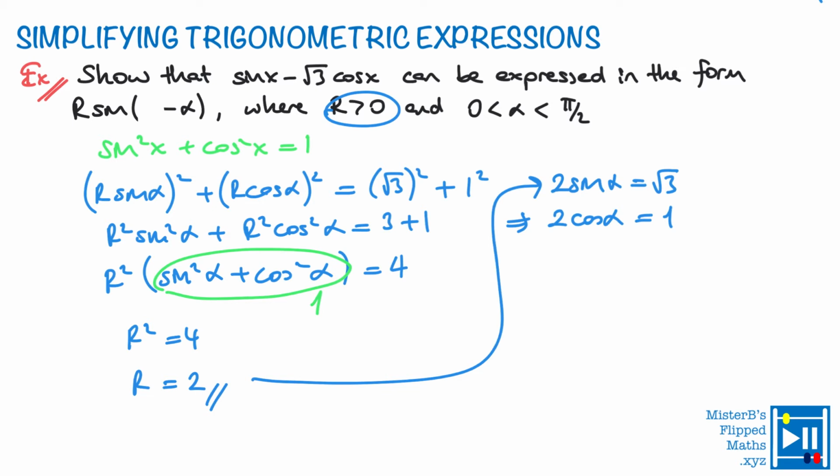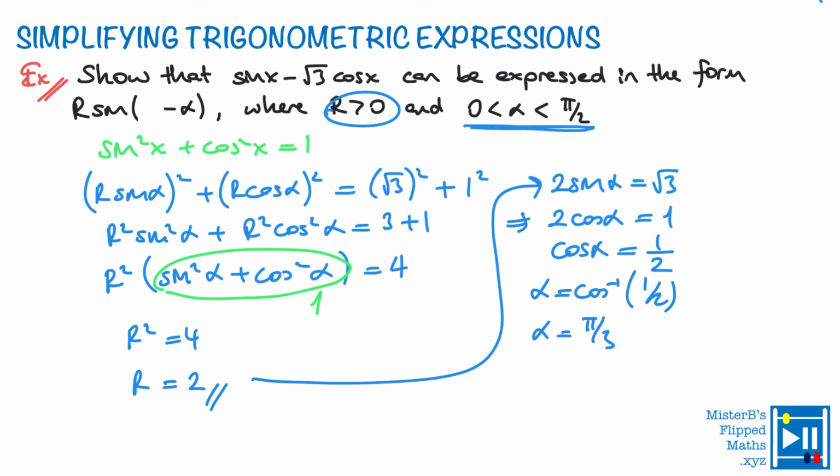Now I have to leave cosine alpha alone, so it's going to be cosine alpha equals 1 over 2, and alpha equals cosine inverse of 1 over 2. So alpha will be pi over 3. Notice that we are given the interval for alpha from 0 to pi over 2, which means I have to write alpha in radians. Now that I know alpha and r, I can write this expression in terms of r sine x minus alpha in brackets.